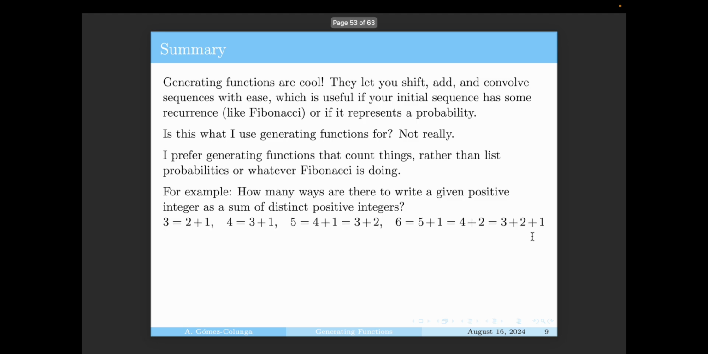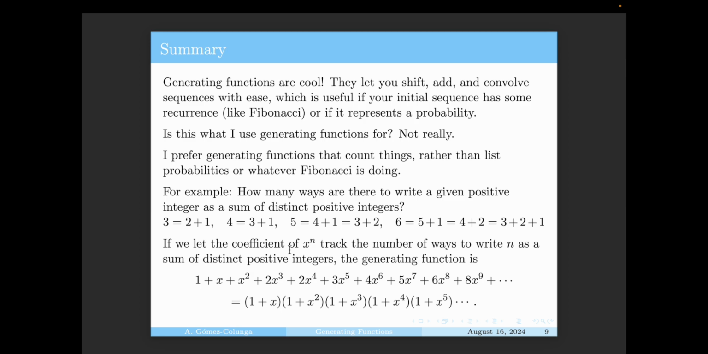So here's a few examples. You can get 3 as 2 plus 1, 4 as 3 plus 1, 5 in 2 ways, 4 plus 1 and 3 plus 2, and 6 in these 3 ways. And of course, you can keep going with 7, 8, 9, and so on.